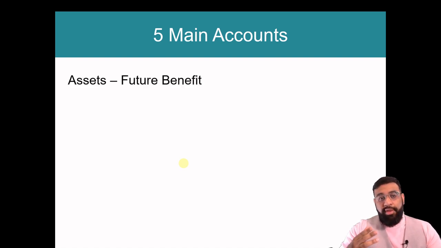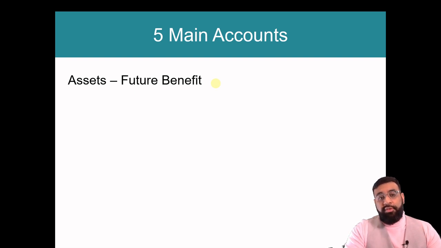So the first one is that of assets. An asset is a future benefit. All that means is that an asset is an economic resource that a company owns that's going to give us a future benefit. This is very important because with the future benefits, we run the business.